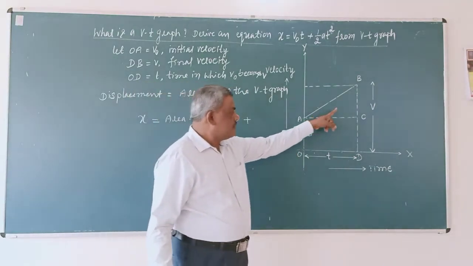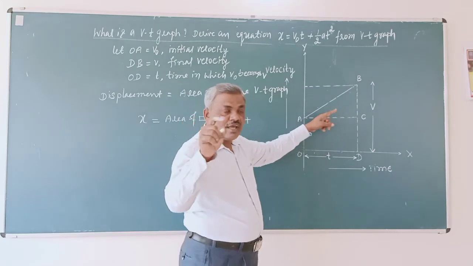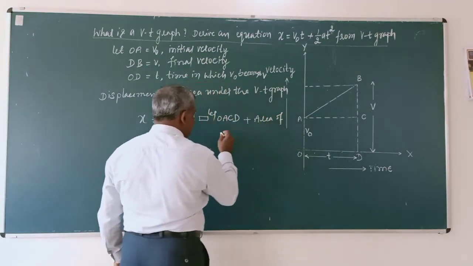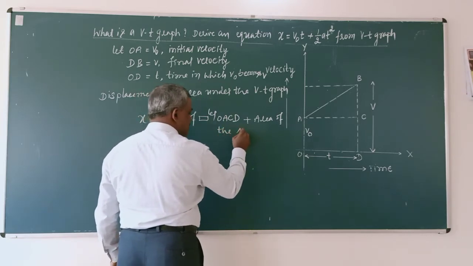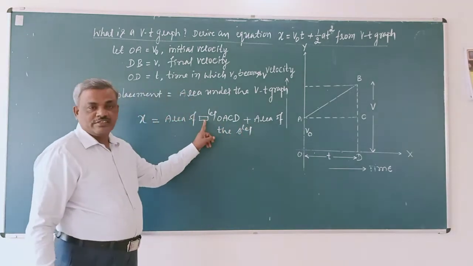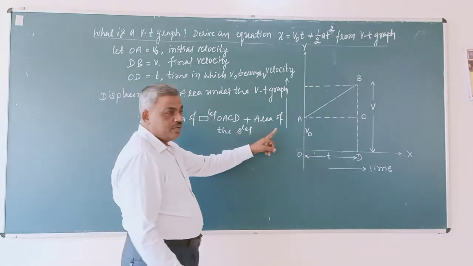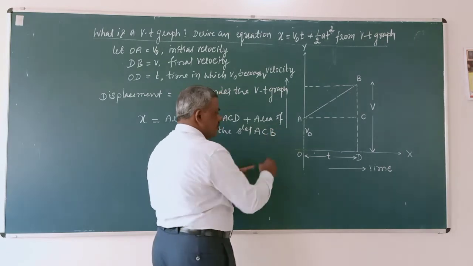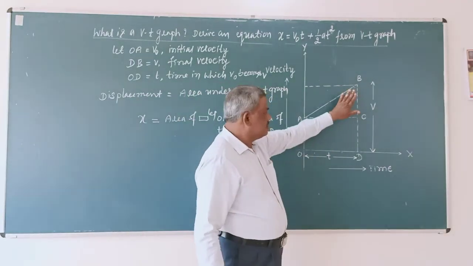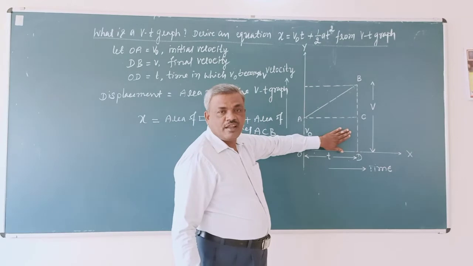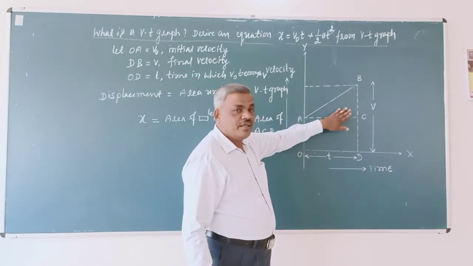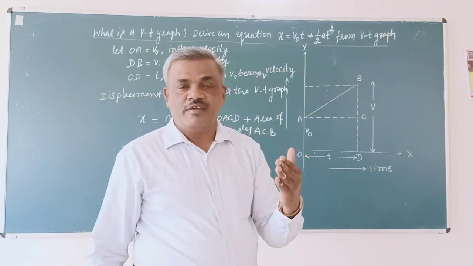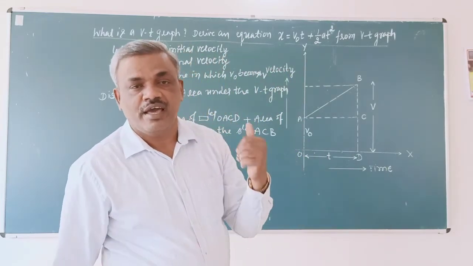Plus, the area of the triangle. So this is a rectangular symbol, this is a triangular symbol. The area of the rectangle, ACB. So this is the rectangle, this is the triangle. The sum of the rectangle and triangle areas is called a trapezium. Trapezium equals area of the rectangle plus area of the triangle.